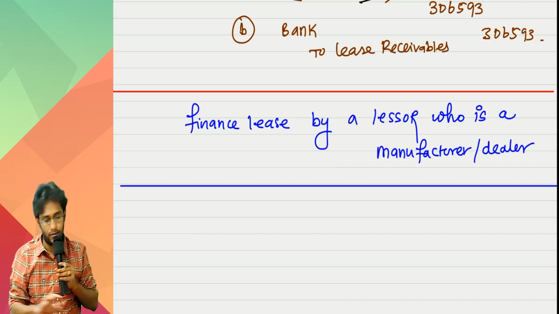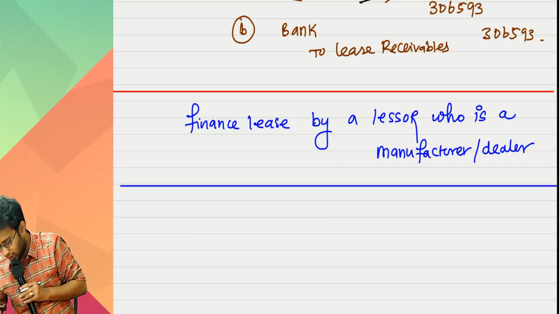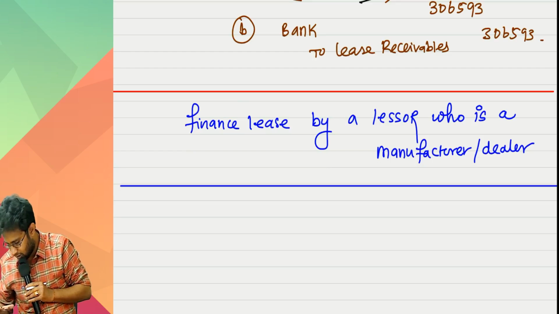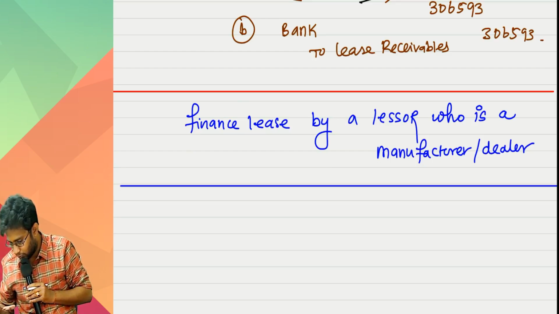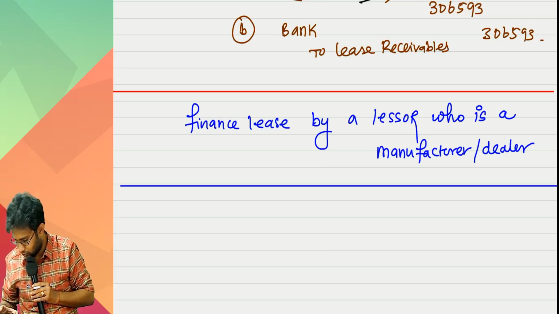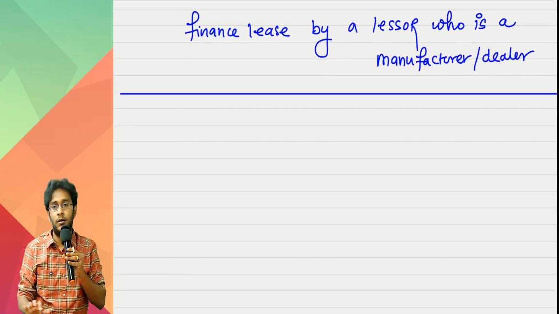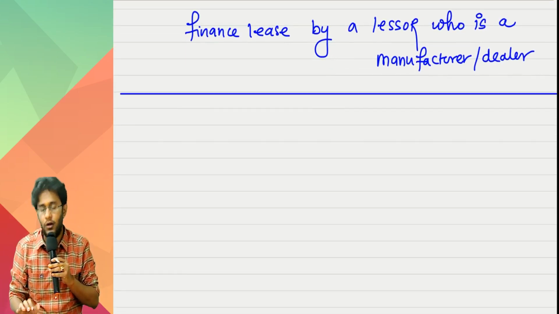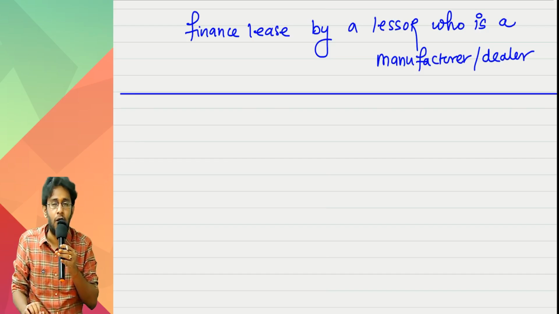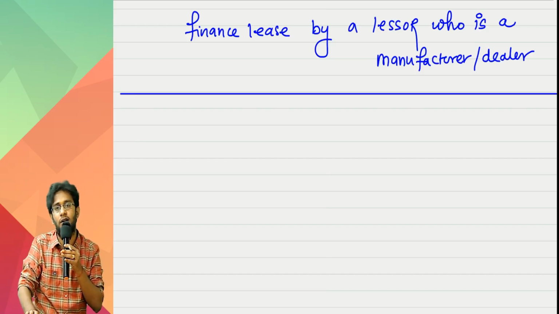Easy only, there is nothing much you have to do here, but a small observation to a question, you can become pro. Okay, sir, what is the difference between a normal lessor in a finance lease and a lessor who is a manufacturer or dealer? How is it different?